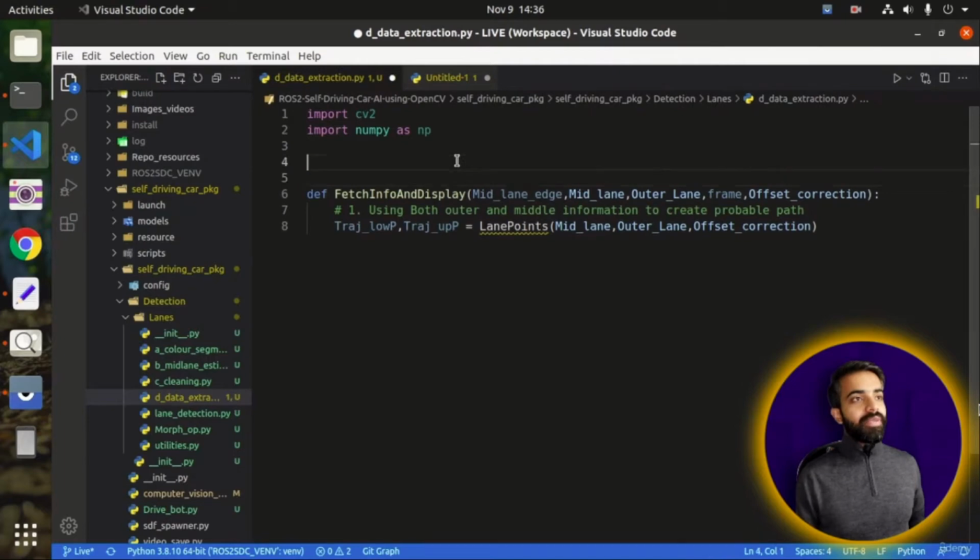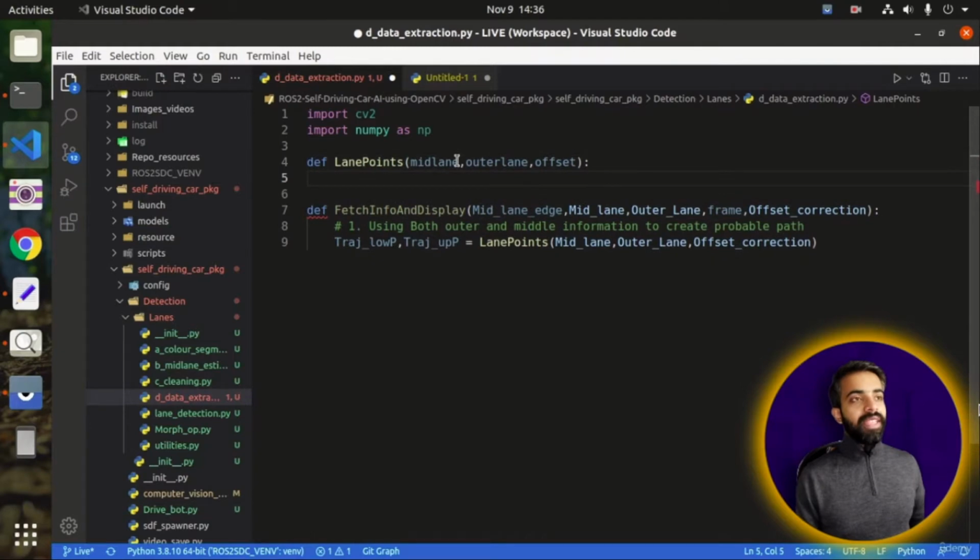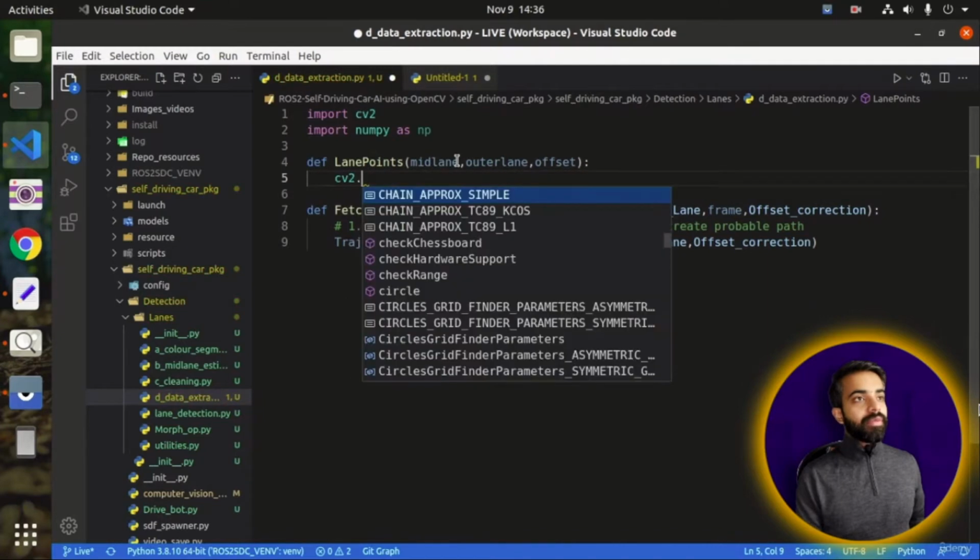Now let's define this function. So we define lane points, give it the mid lane, give it the outer lane, and provide it with the offset. And then the very first thing that we do in this particular function is to extract the contours that represent the mid lane and outer lane. And that can be done by simply cv2 find contours.